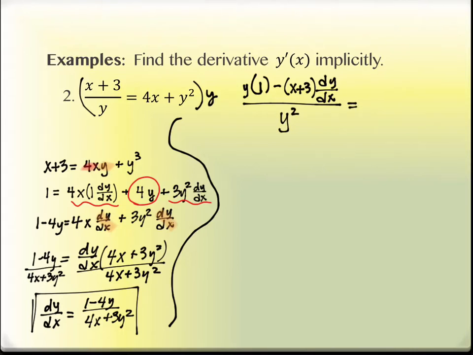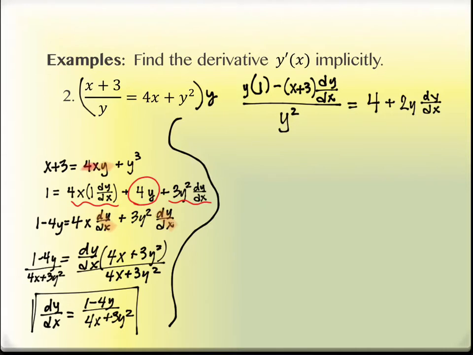The right-hand side will give me just a 4 for the 4x part, and then I'll have 2y dy dx for the y squared part. So I'm not so sure that the derivative part is any different. I do a lot of the same operations. Cleaning it up definitely will look different, though. I need to get dy dx alone.